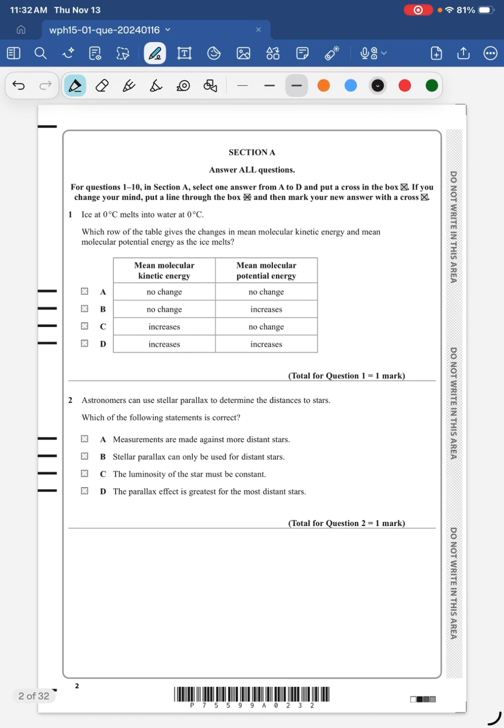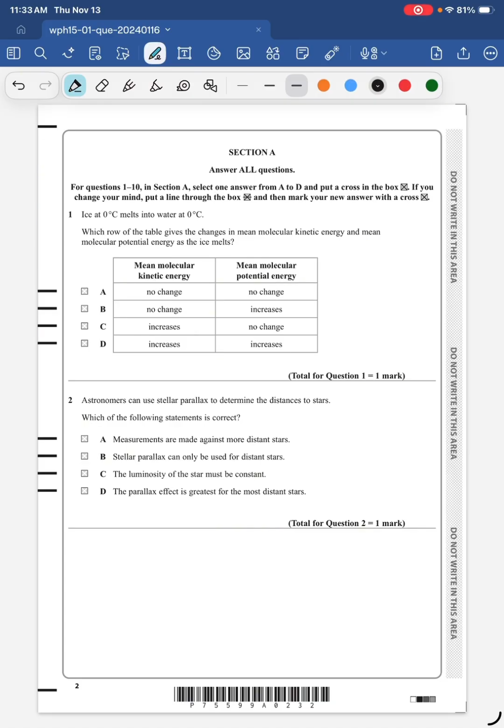So let's go. This is Unit 5 again. Section A. These are 1 mark questions. There are always 10 1 mark questions. So let's go. Question 1. Ice at 0 degrees Celsius melts into water at 0 degrees Celsius. Which row of the table gives the changes in mean molecular kinetic energy and mean molecular potential energy as the ice melts? Okay, so in phase changes, remember that the temperature remains the same.